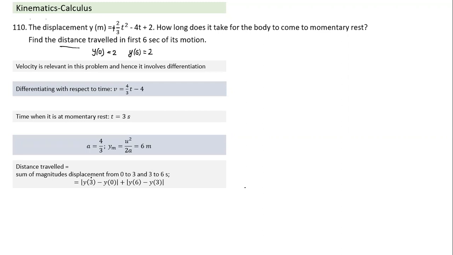So I could have found the displacement since y coordinates are given. If I know the particle comes to momentary rest at 3, position at 3 seconds minus position at 0 second gives you magnitude of displacement between 0 to 3. And similarly, write y6 minus y3. This gives you magnitude of displacement between 3 to 6 seconds. So that's another approach we can use in some question where acceleration is not constant.